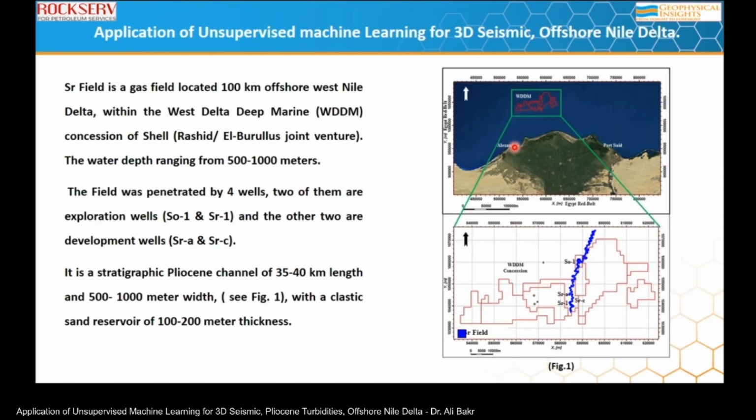This is the shoreline of the Mediterranean to the Nile Delta on the onshore. And West Delta Deep Marine is a concession that firstly belonged to British Gas, and it was acquired 3 years ago by Shell. And the operator of the West Delta Deep is a joint venture company called Rashid El-Burullus Joint Venture.